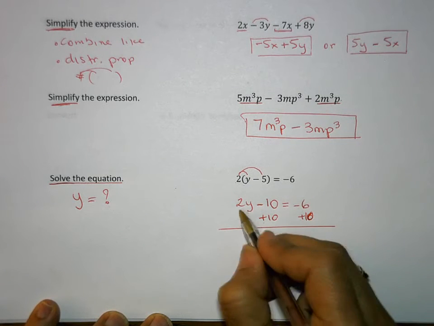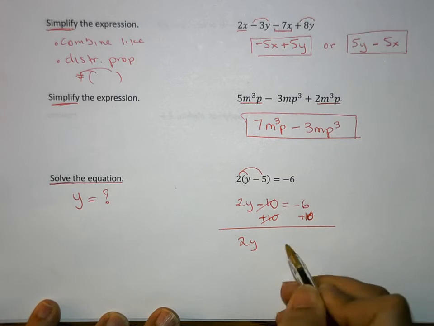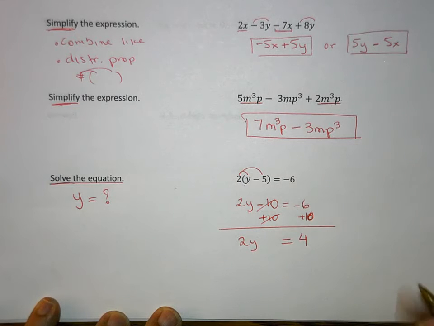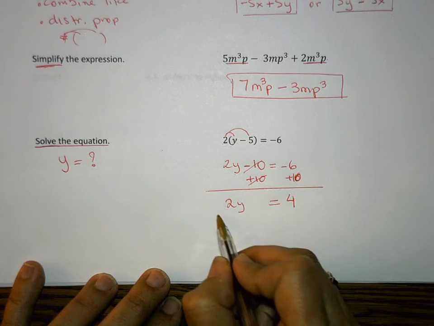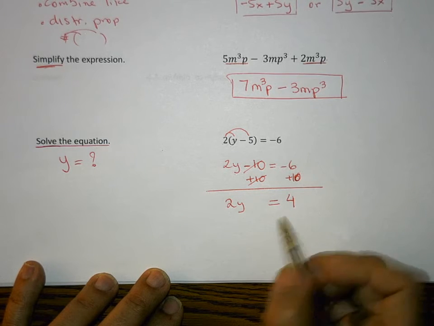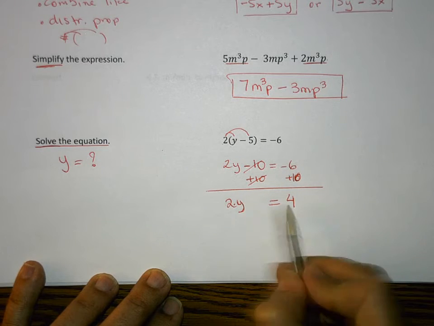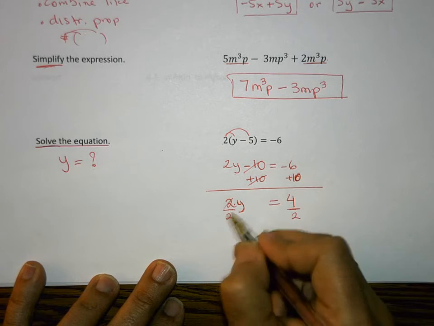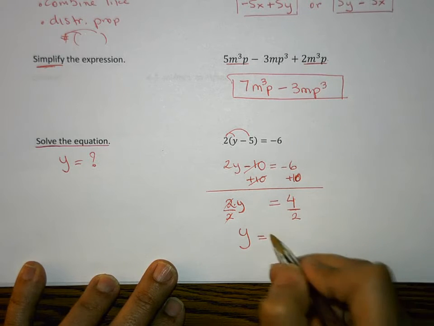So a 2y and a negative 10 with a positive 10 is 0. So I'm not going to write plus 0 here. Equals, and negative 6 plus 10 is a 4. Okay? And then the next thing is I want the y by itself. A lot of the students think that they have to subtract a 2. That is incorrect. It's saying 2 times the y. Okay? 2 times the y equals 4. So we divide by 2, and we divide by 2. So 2 divided by 2 is 1, and 1 times y is just the y. And 4 divided by 2 is 2.